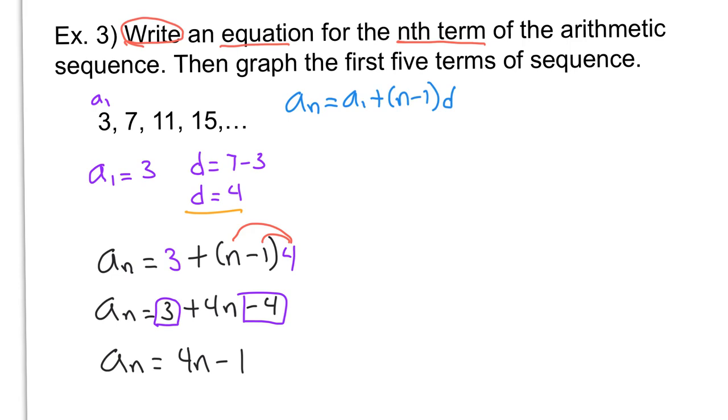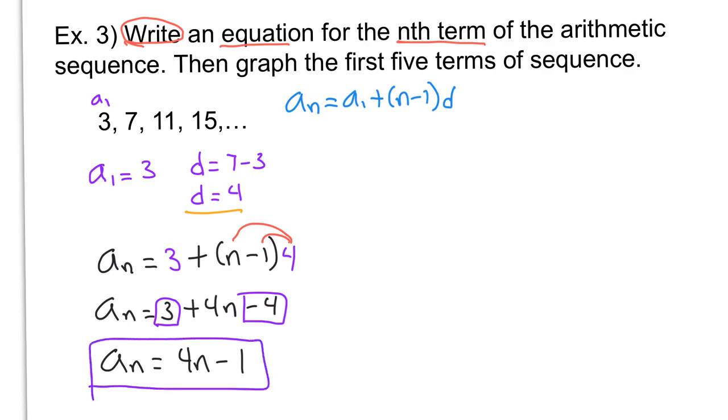So let's say that I am looking for the 2nd term. So I know the 2nd term is 7. But if I put n equals 2 into the n, 4 times 2 is 8. 8 minus 1 is 7. If I want to find the 4th term, notice 1, 2, 3, 4. So the 4th term is 15. But if I put a 4 for the n, 4 times 4 is 16, minus 1 is 15. So it works. So this one is the equation for this arithmetic sequence.